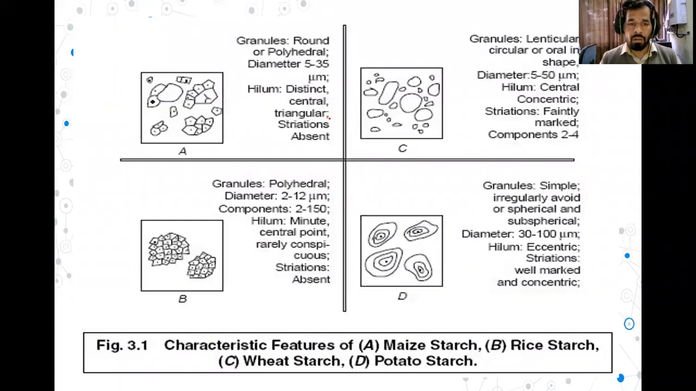Now on your screen, these are the basic types of starches obtained from different sources. Let us discuss them one by one. Part figure A is maize starch. Maize means, you know very well, sweet corn or corn starch.